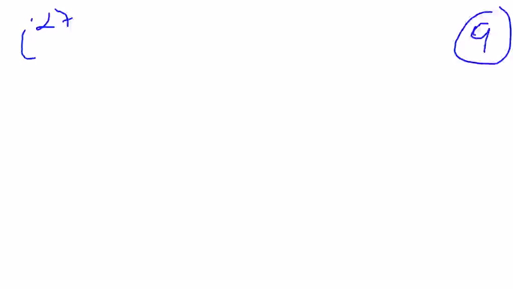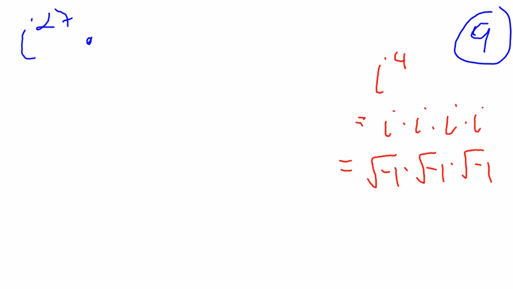Number 9 from your study guide asks us to simplify i to the 27th down to either just some whole number or some number times i. So I need to recognize, well actually first, let me go over here on the right side. I know that i to the 4th is important for this problem. I know that because i to the 4th is i times i times i times i, and I know that i is root negative 1. So I can rewrite that as root negative 1 times root negative 1 times root negative 1 times one more root negative 1. Hopefully you can see that.